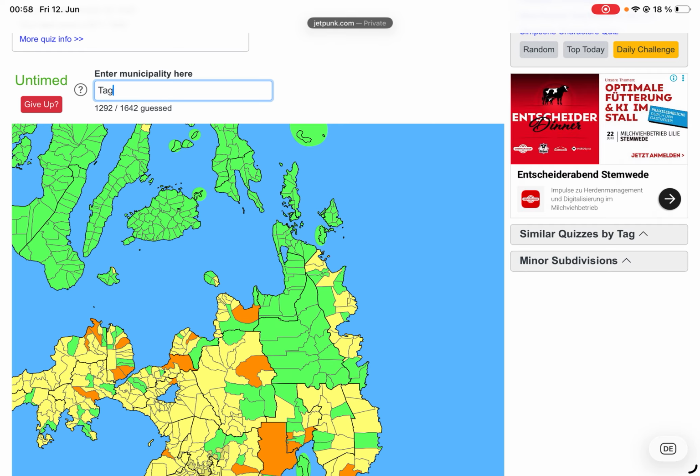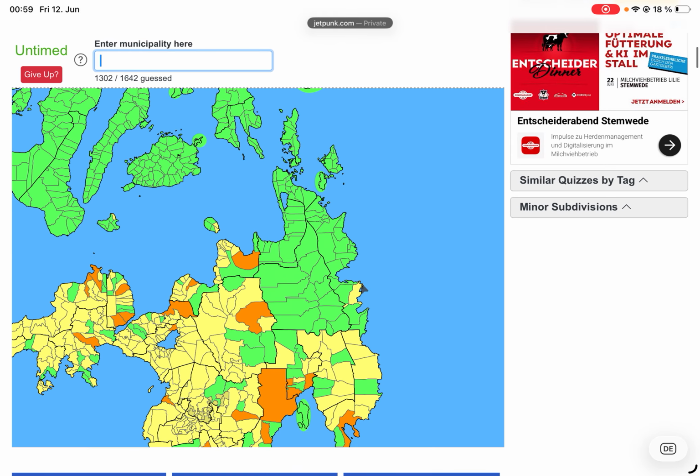This should be Tagbina, we have Barogo, Lianga, Mari Hatag. We have Tago, Bayabas, Caguait. This is Lanusa, Cantilan, and Carrascal. And what's this one? Hinatuan? Hinatuan, okay, fair enough.